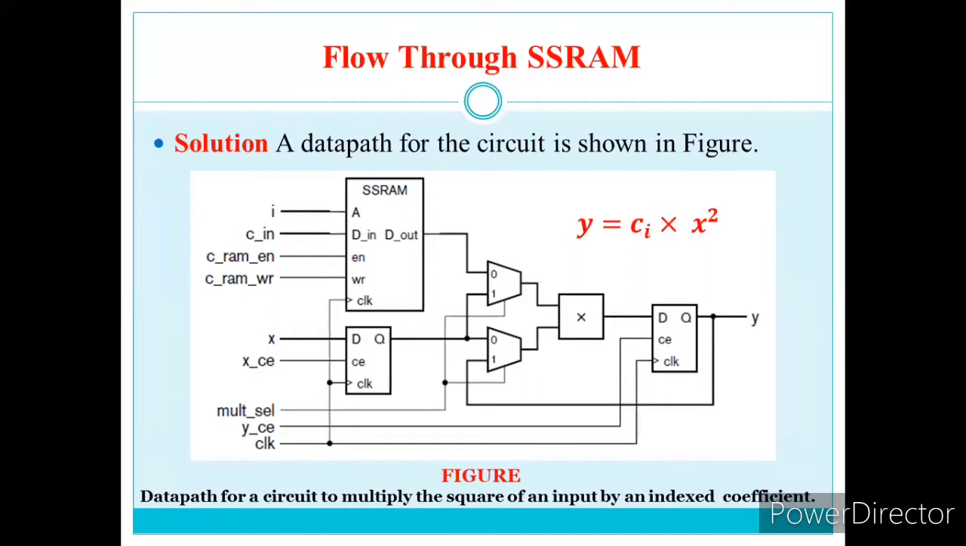Now let us see the algorithm. Here we need to perform multiplication twice: one is x into x, and another is multiplied with the ci. So now we have to store the information in the SSRAM. What the SSRAM stores is the coefficient value. And the x values are input to the D flip-flop here. The respective outputs of the memory and the flip-flop are given to a multiplexer.